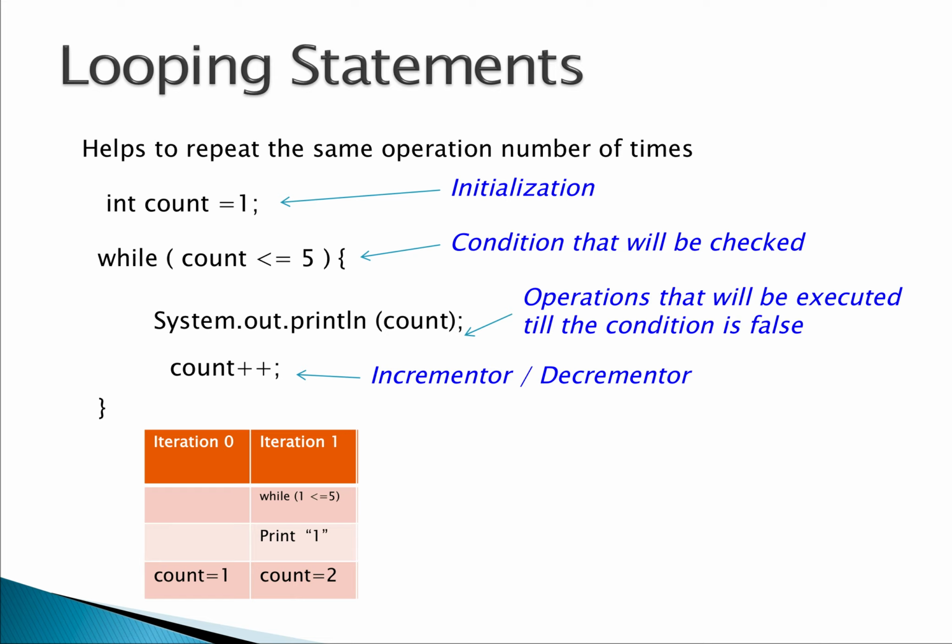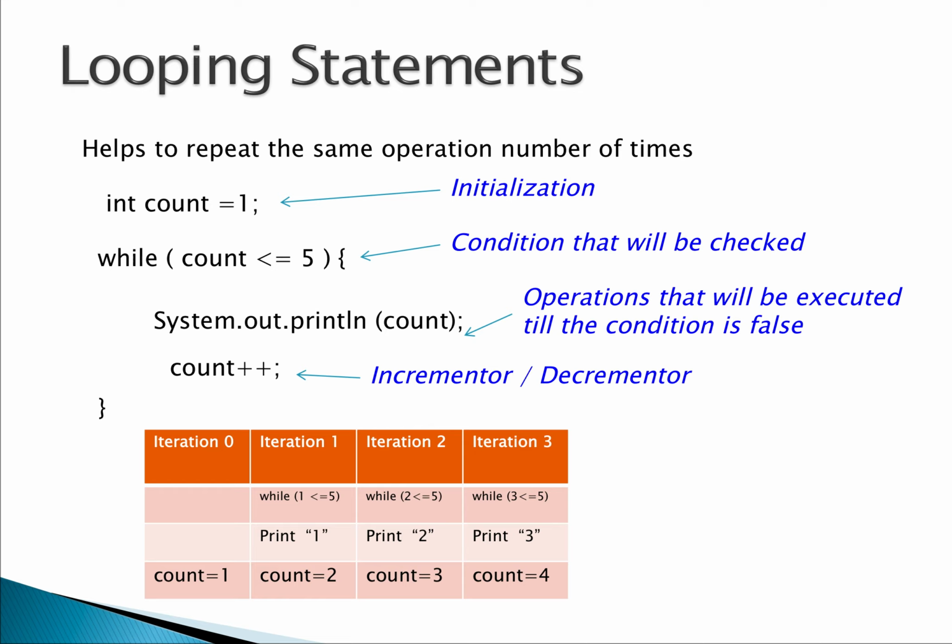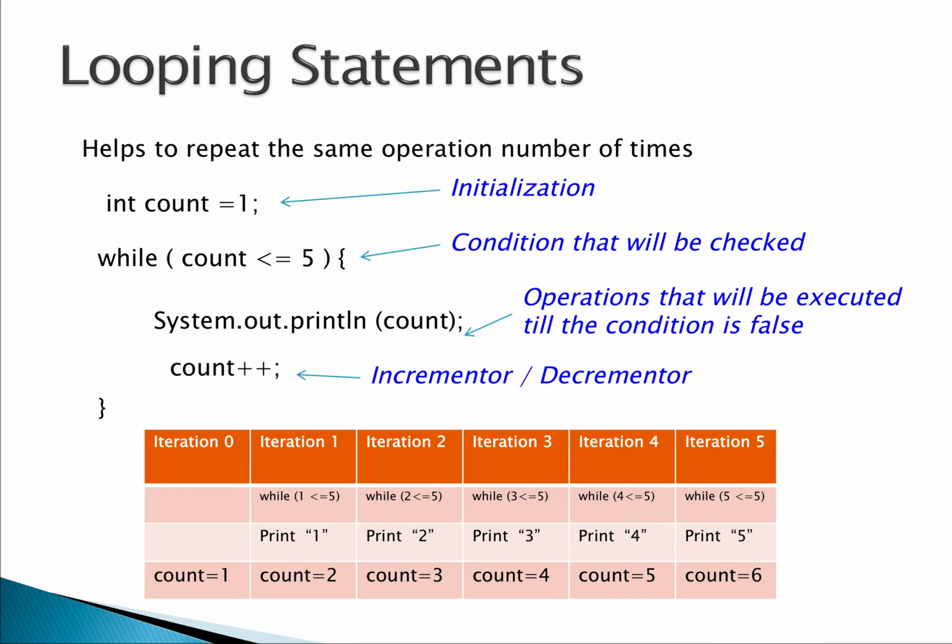Now count is equal to 2, and we check again in the second iteration, 2 less than or equal to 5. Since that is also true, we print 2 and then increment to 3. Same with the third iteration, where we check 3 less than or equal to 5, which is true, so we print 3. Then the fourth iteration prints 4, the fifth iteration prints 5, and in the sixth iteration, 6 less than or equal to 5 is false. So I don't execute the block of code, and I come out of it. That's how the while loop executes.